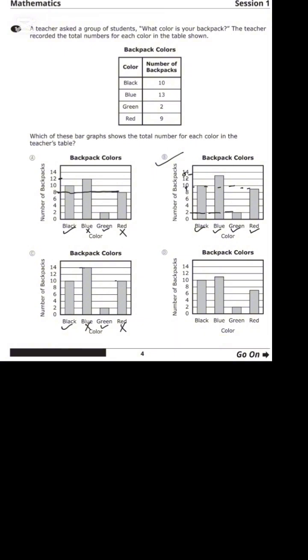Analyzing the last option, which is option D, the black backpacks here show that it is 10, which is correct. The blue from the table is 13. However, the graph here indicates that it is 11, which is in between 10 and 12. Okay, so this is not correct. The green is 2 from the table and also from the graph is 2. Red, we have it as 9 from the table, but from the graph it shows that it is in between 6 and 8, and the number in between 6 and 8 is 7. So this shows that the red backpacks are 7 of them, which ought to be 9. So this also is not correct.